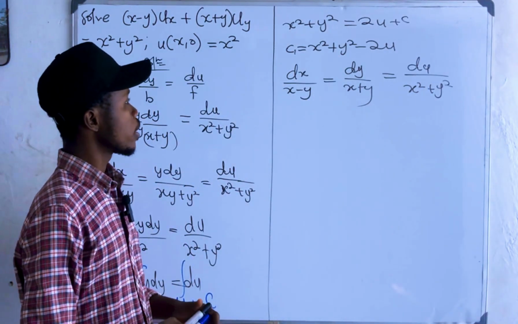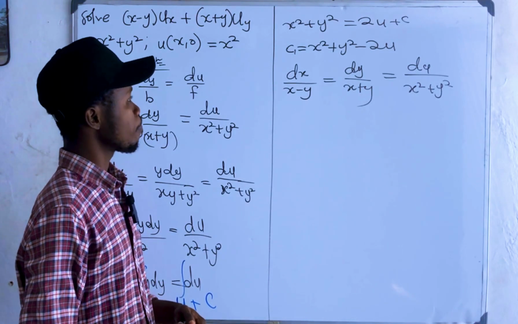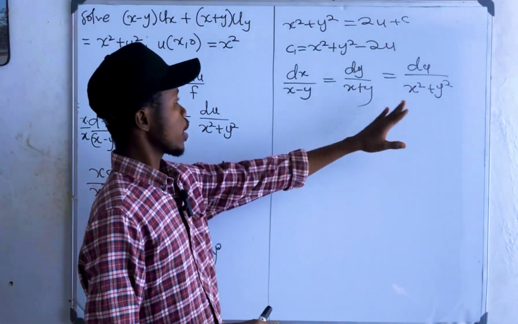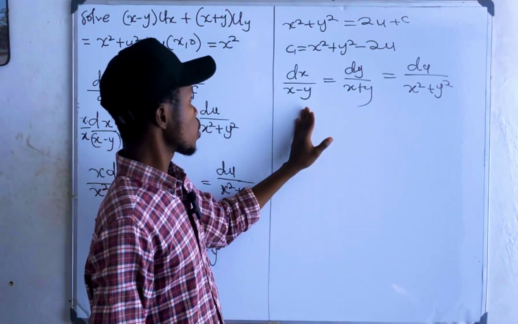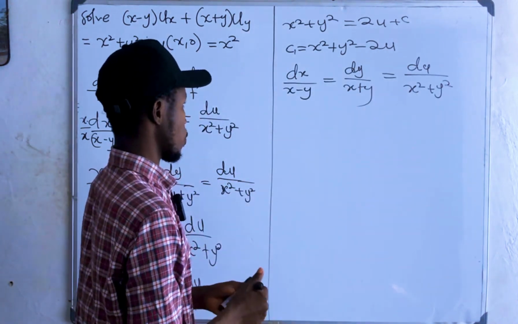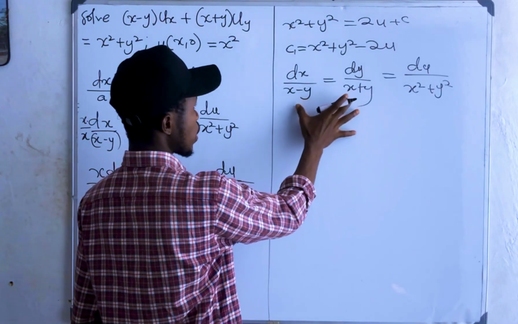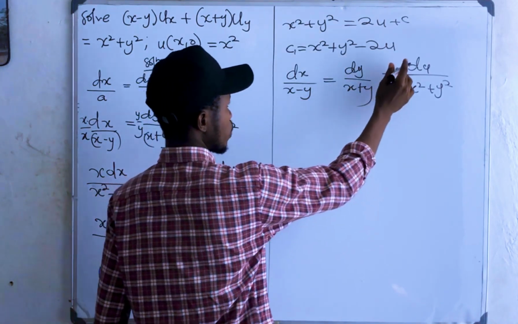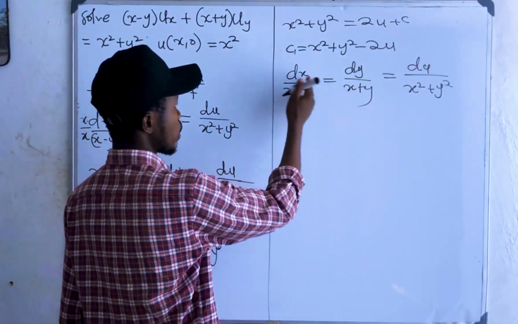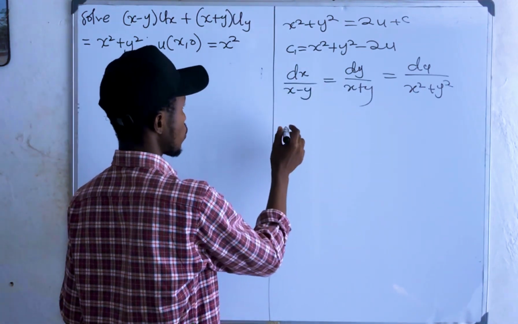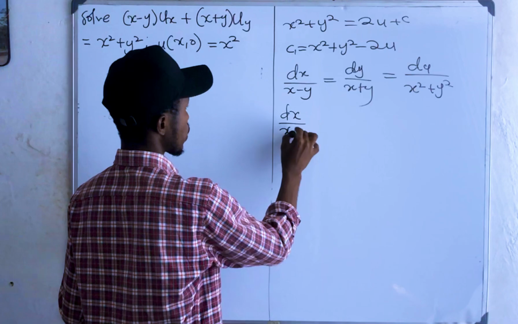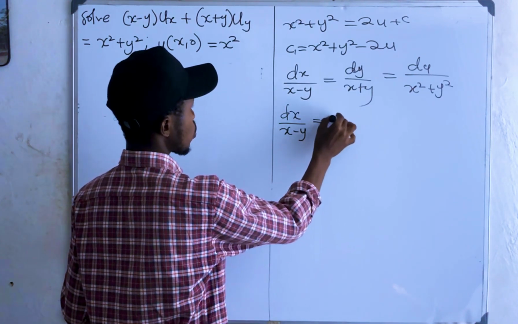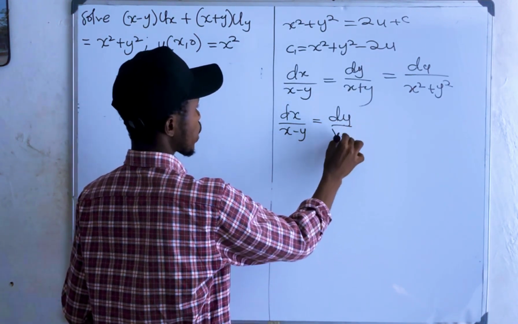Now here too, it's difficult if you choose this one and that. It will be difficult to solve. This one and that, it will be difficult to solve. If you choose this one and this, let's see what you are going to get. If I take these two, taking this one off, then if I pick these two, I'm going to have x over x minus y equals y over x plus y.